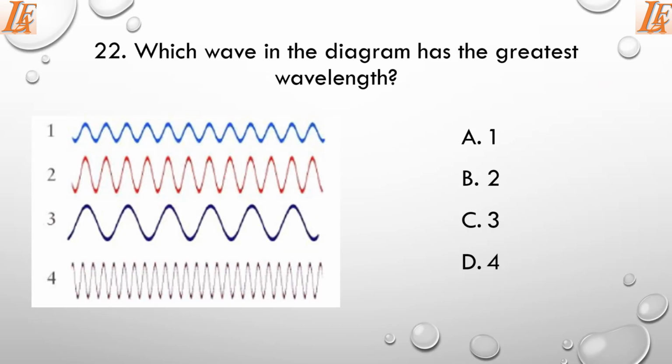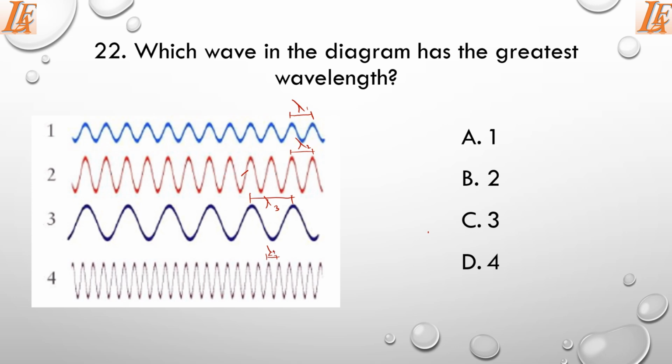Question 22. Which wave in the diagram has the greatest wavelength? Remember, wavelength we said is the distance between 2 successive crests or 2 successive troughs, or sometimes we defined it as the distance between 2 particles which are in phase. In this case, we want to look at the crest to crest distance. I want to begin with the first one. The first one, the crest to crest distance is this one, call it lambda 1. Then the second one, crest to crest distance, is this one here, lambda 2. Then the third one, lambda 3. Then the fourth one, call it lambda 4.